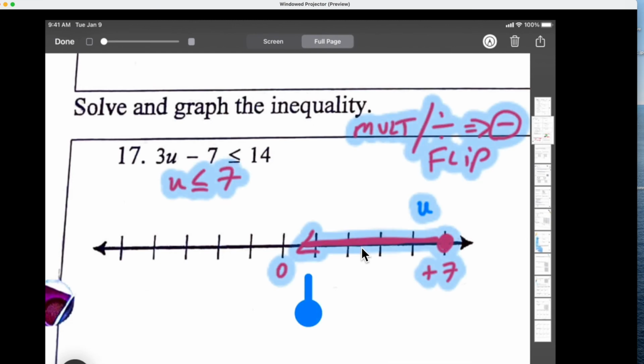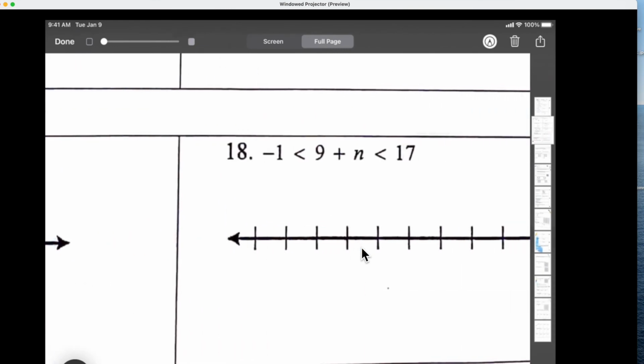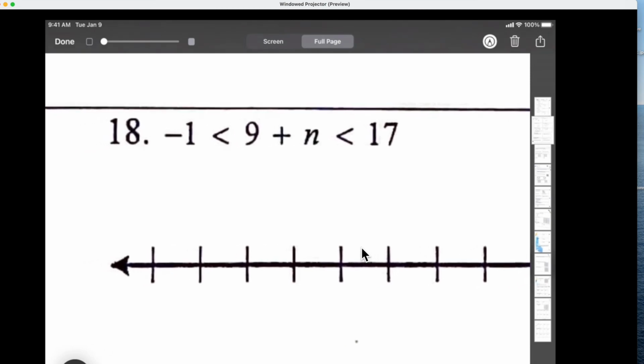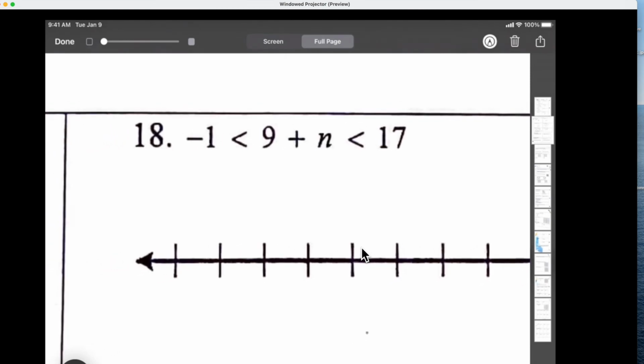Okay, let's do the next one. Okay, there's 2 ways to do these right here. You can either separate this into 2 equations, or you can work with what you have here. Now, if it's pretty simple here, I think it's easier to work with what you have here. Keep in mind, if you have to divide or multiply by negative, you got to flip the sign. So let's proceed.